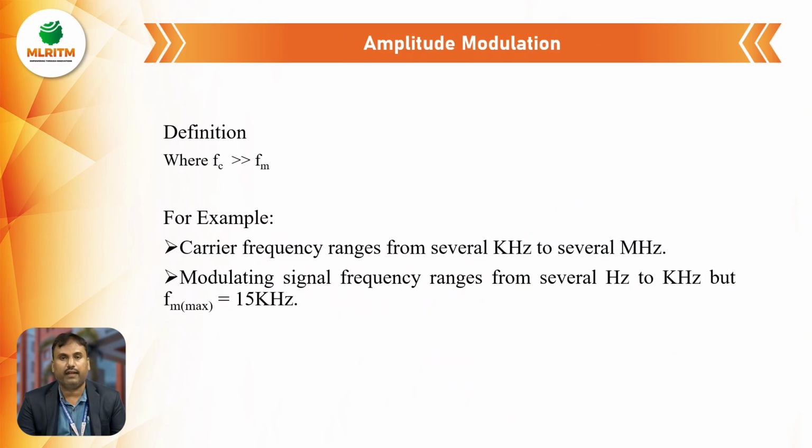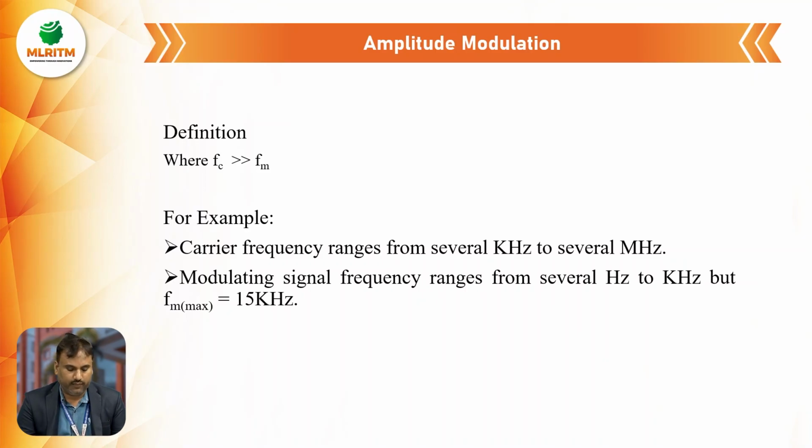So how can we define amplitude modulation? Amplitude modulation can be defined as a process in which the amplitude of the carrier signal is varied linearly in accordance with the amplitude of the message signal. So that is called amplitude modulation.